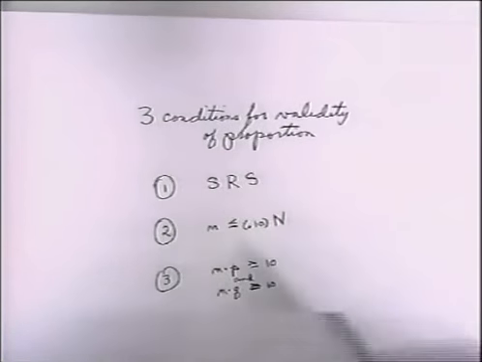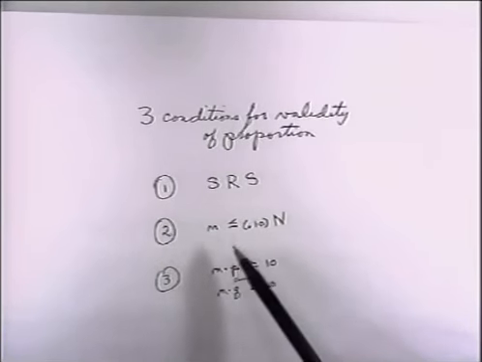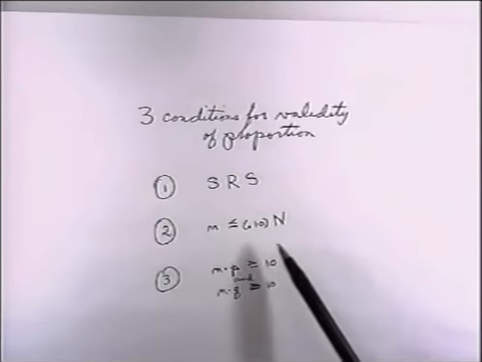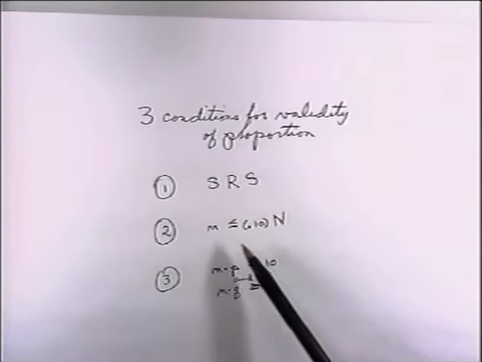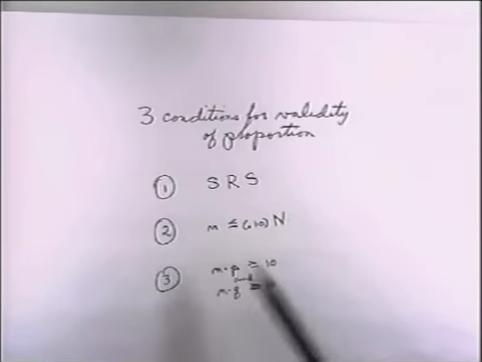The sample had to be a simple random sample. Secondly, the sample size, little n, cannot be more than 10% of the population size. So little n is less than or equal to 0.1 times capital N. It's a fancy thing. In other words, I can't sample more than 10% of the population. Why? That destroys the independence.